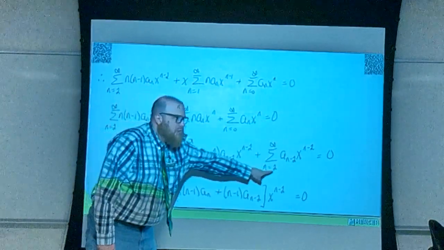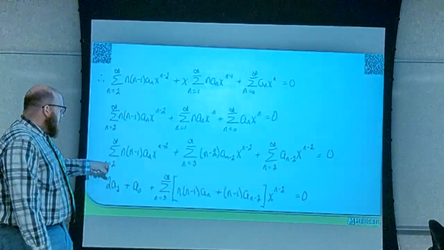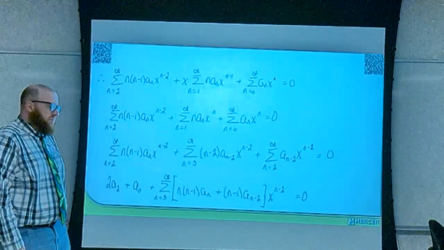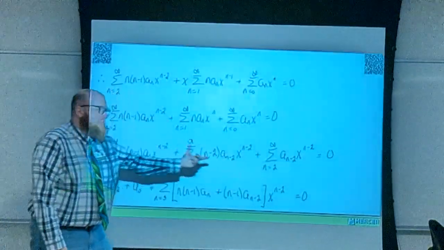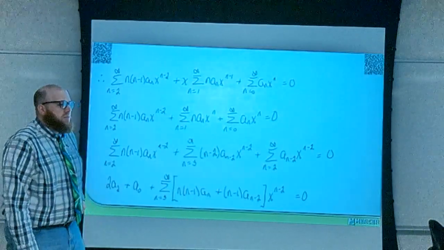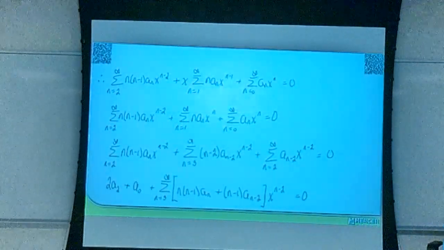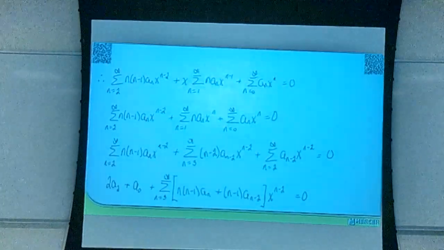Same thing here. So by plugging in, because you took out the terms. Yep, which shifts it up. Now they all start at n equals 3, so you can write it as a single summation. Two a2 plus a naught has to be 0.